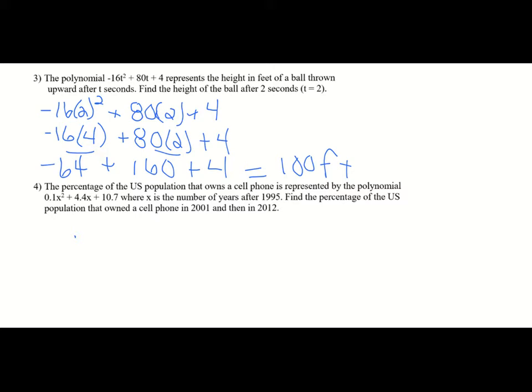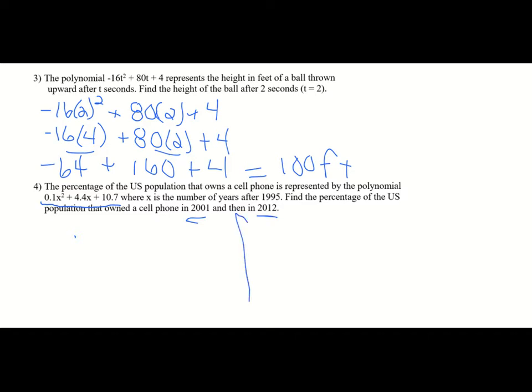Now for number four, this one asks for the percentage of the U.S. population that owns a cell phone, represented by the polynomial 1 hundredth x squared plus 4.4x plus 10.7, where x is the number of years after 1995. Find the percentage of U.S. population that owned a cell phone in 2001 and then 2012. So here we are looking at two separate problems. So I'm going to make a little dividing line here.